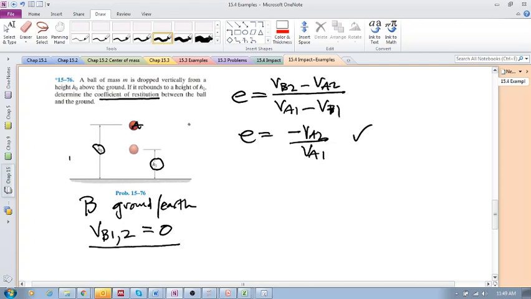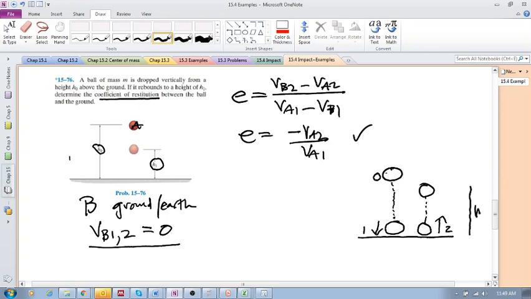At the top, I'm just going to redraw it. The ball is at the top, and then it begins to drop. And right before it hits the ground, it's still moving down. We call this time state 0. We call this state 1. Then it hits the ground and rebounds, and now it's moving up. We call this state 2, and then it rebounds up to that height. So that height is h1, and that height is h0.